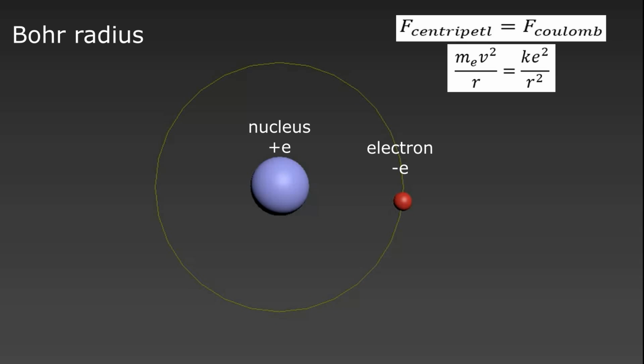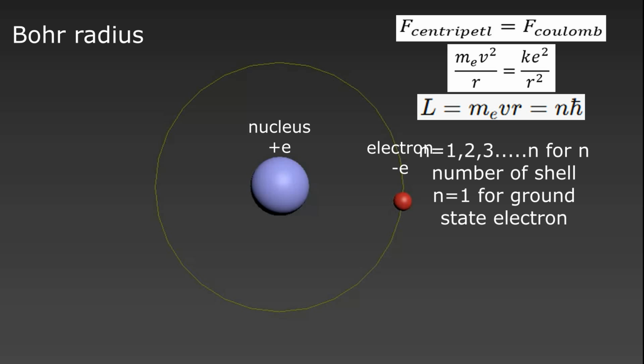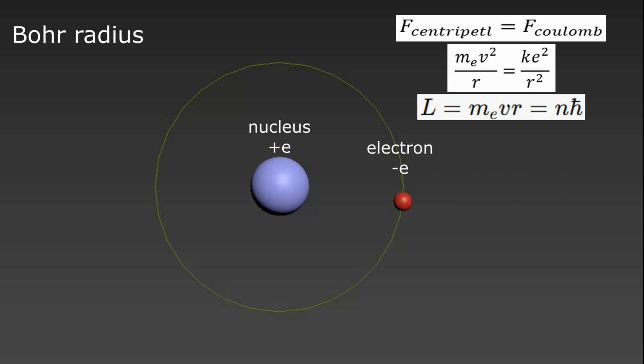Next, Bohr's second postulate states that the angular momentum of the electron is quantized and given by the equation. Here, n is the principal quantum number, which can take integer values like 1, 2, 3, and so on, and ħ is the reduced Planck's constant. We can now relate these equations.